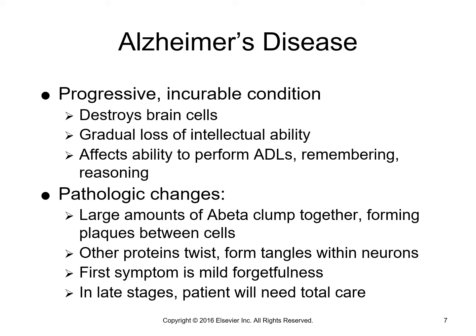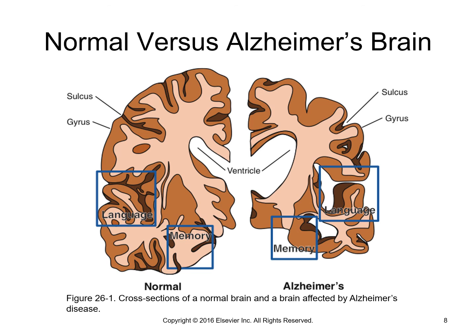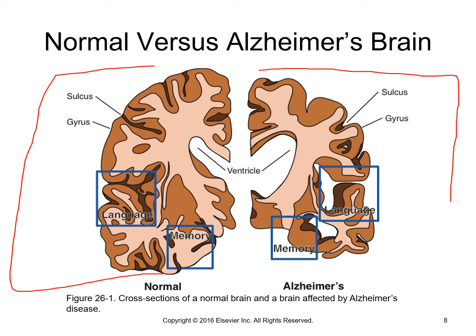The first sign of Alzheimer's is mild forgetfulness, and later, towards the end of the condition, the patient will need total care and it will eventually lead to death. This is just a difference between a normal brain and a brain with Alzheimer's. So this is what a normal brain looks like, while this is the brain with Alzheimer's. As you can see, the density of the brain is definitely decreased in the memory section and language section.